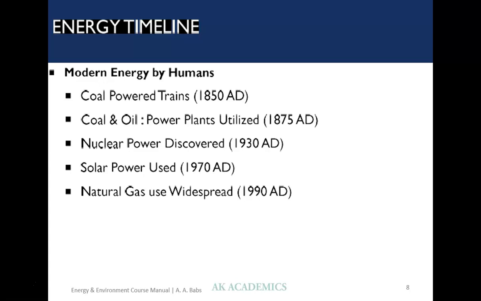Nuclear power was discovered by humans in 1930 AD. Humans started utilizing solar power in 1970 AD. The natural gas use became widespread in 1990 AD by humans. We cannot do without energy in today's world.